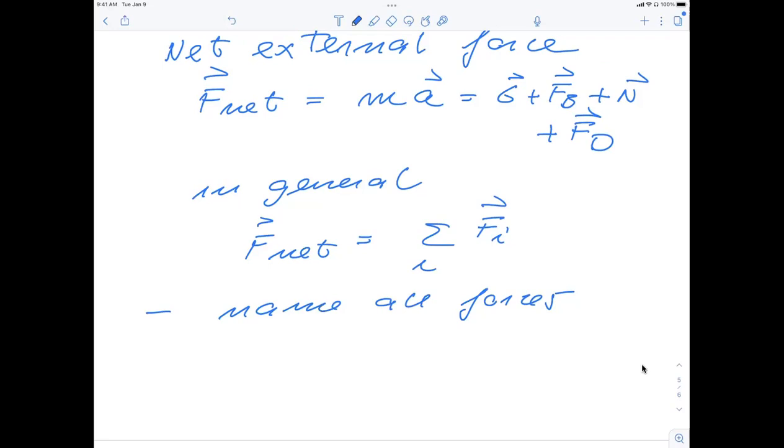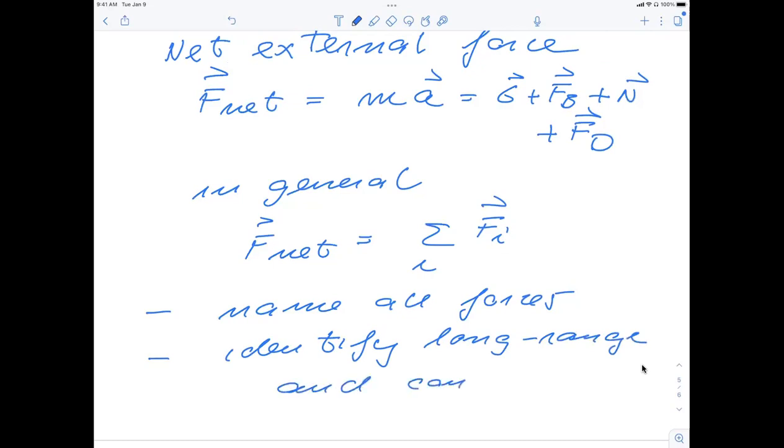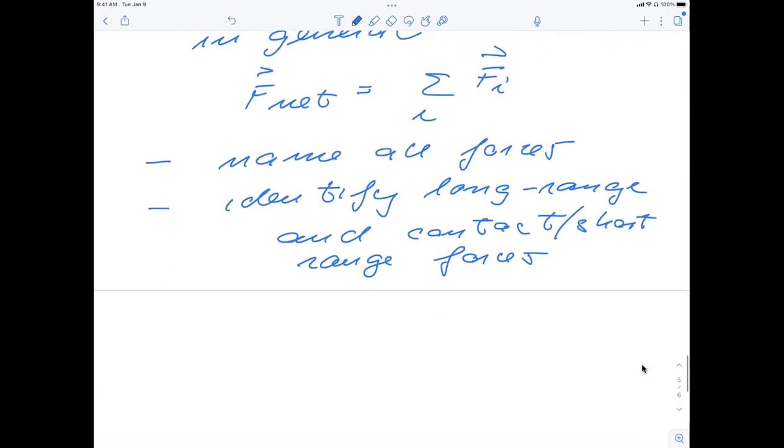As I said last time, I hope you don't get offended if we do some repetition of what you've seen before, because we're assuming that you've seen this back in Physics 181, most of you. So you would identify and name all forces. You would identify long-range forces and contact or short-range forces, as we did in this drawing here.